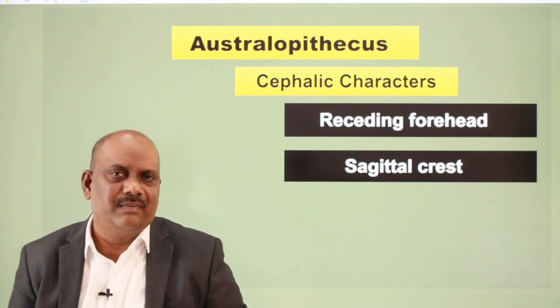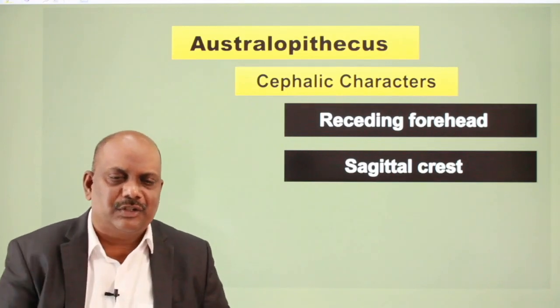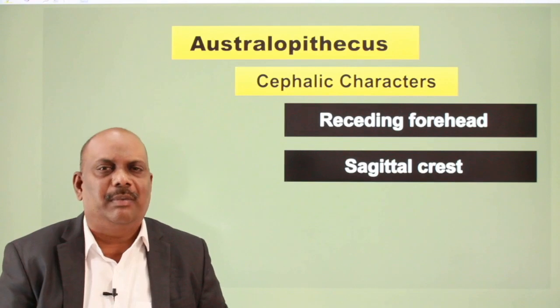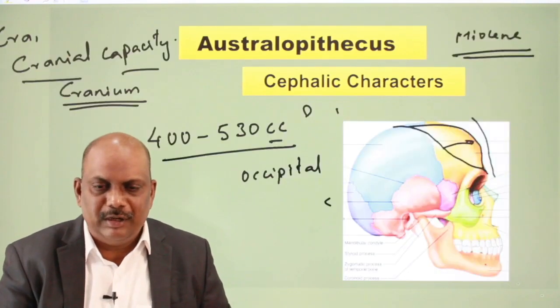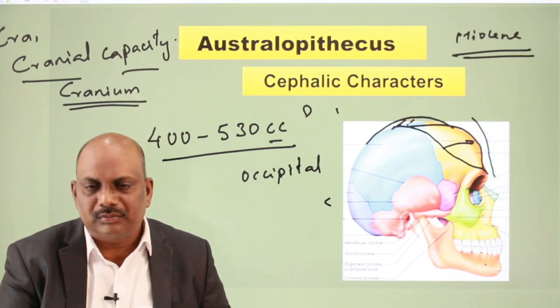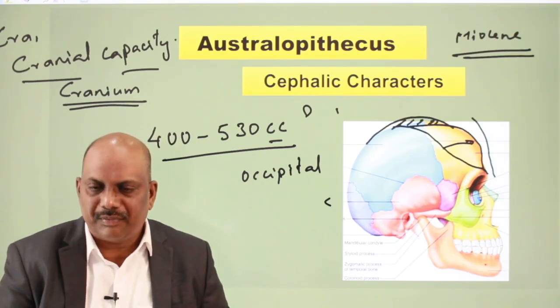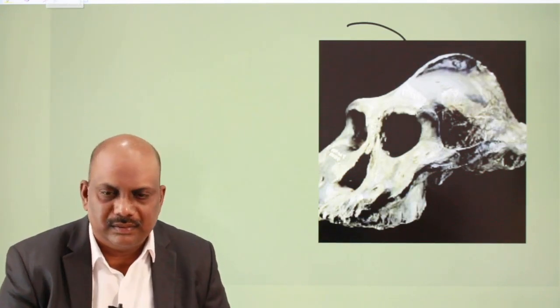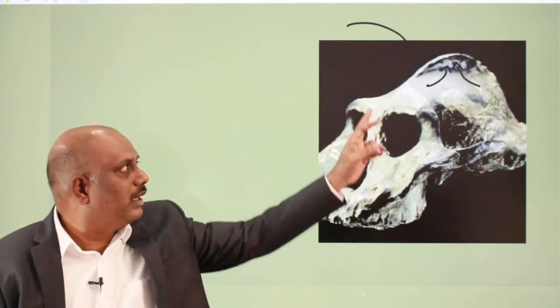Next is sagittal crest. Sagittal crest refers to a ridge-like bone on the top of the head. So this is the cranium, right? On the top of the cranium there will be a ridge-like bone. I'll show you in another picture. So this ridge-like bone on the top of the head, right? This is called the sagittal crest.